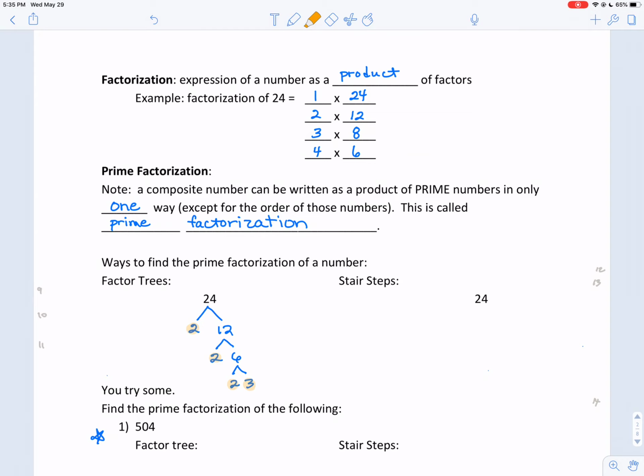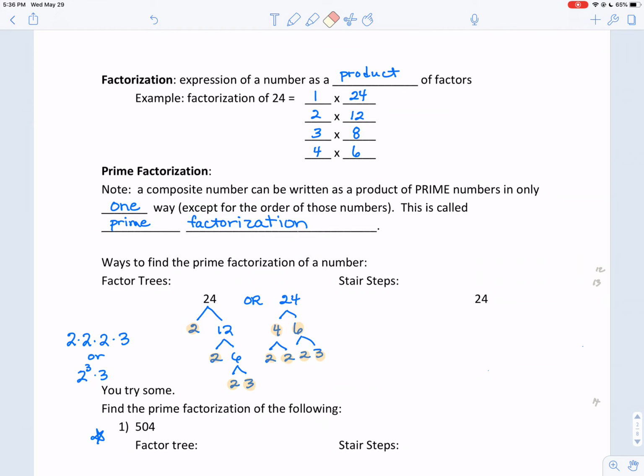I could also write that, though, a different way. Instead of splitting 24 as 2 times 12, we could also say it was 4 times 6, and then keep going. 4 is 2 times 2, and 6 is 2 times 3. But notice we're going to get the same answer no matter which factor tree we choose. And that would be 2, 2, 2 times 3. Or you could write that as 2 to the third times 3.